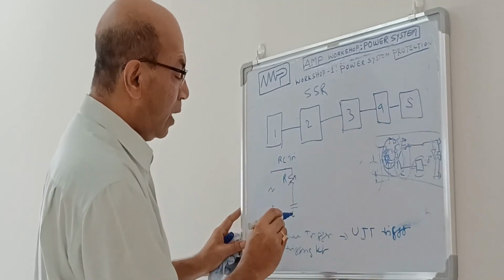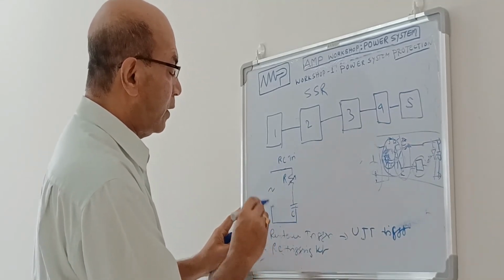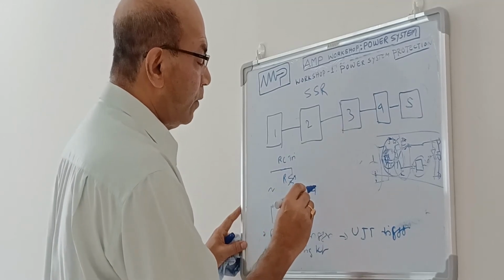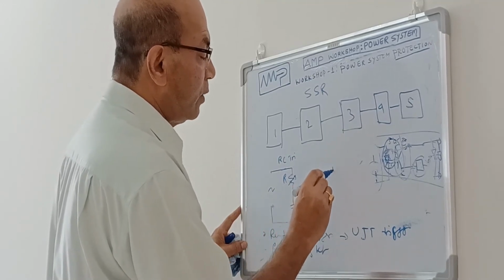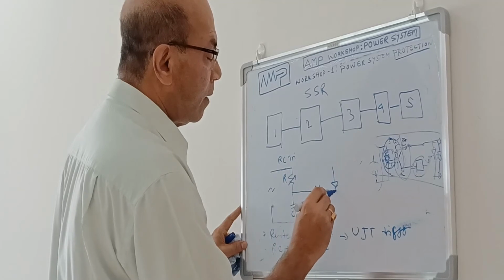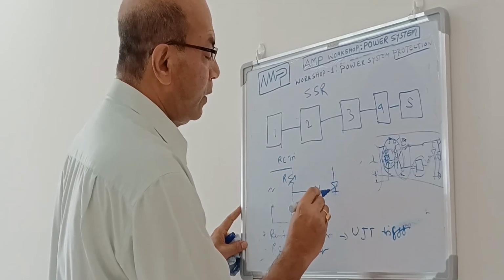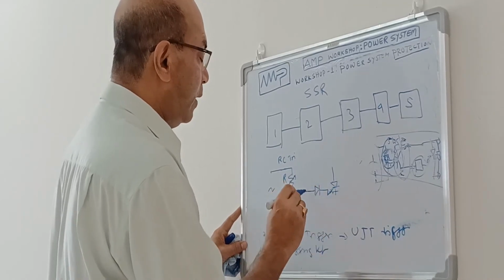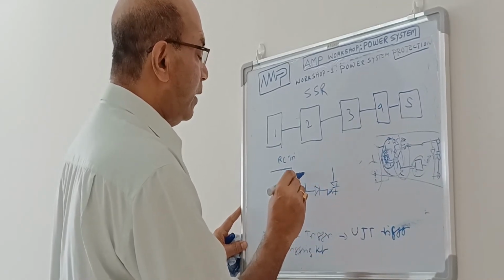Now, how does the RC triggering circuit work? Suppose this is the supply we are giving. Now, there is a diode over here, and there is an SCR. This is the SCR, and this is the gate. The gate is connected over here. And then there is a reverse connected diode.